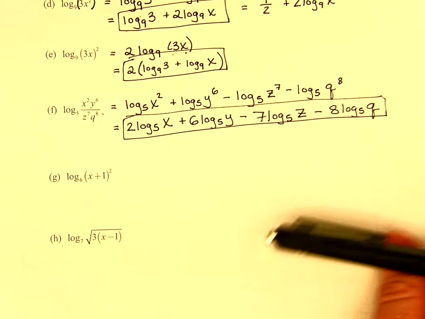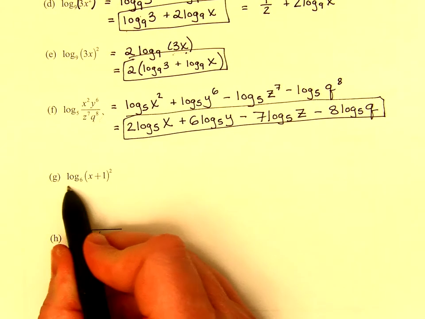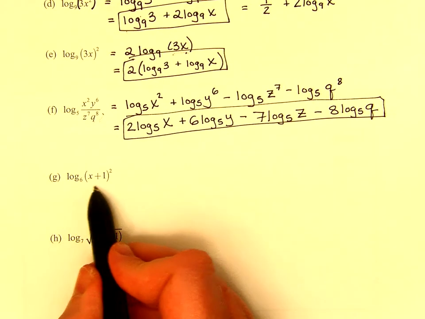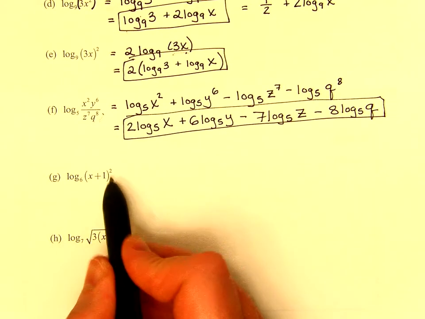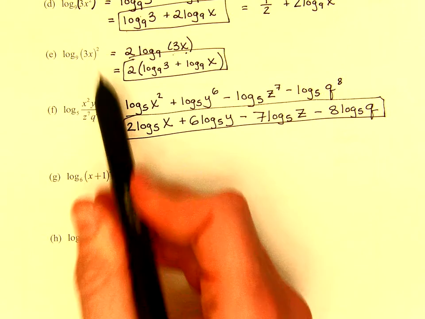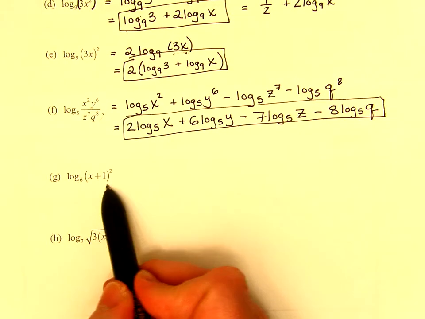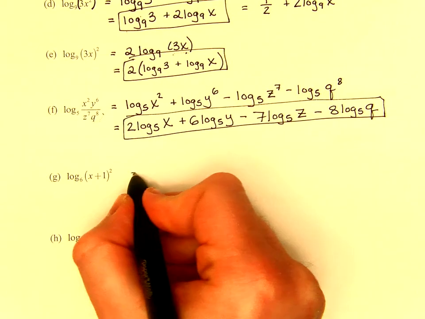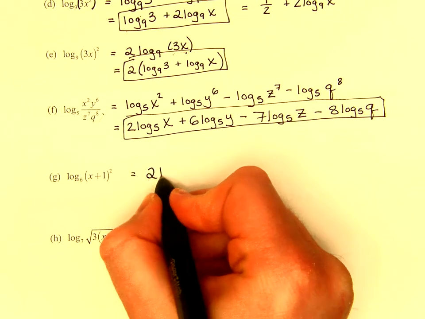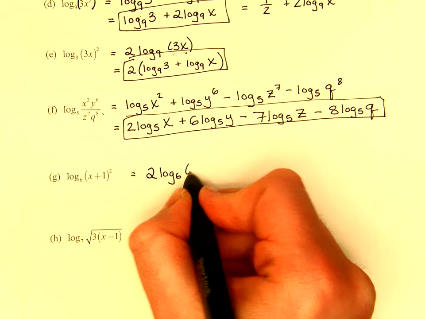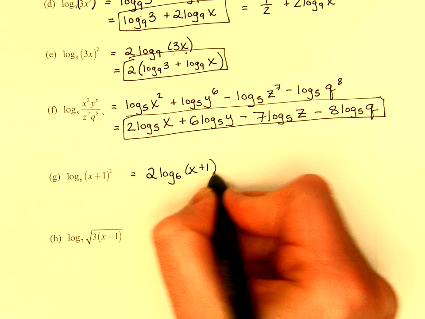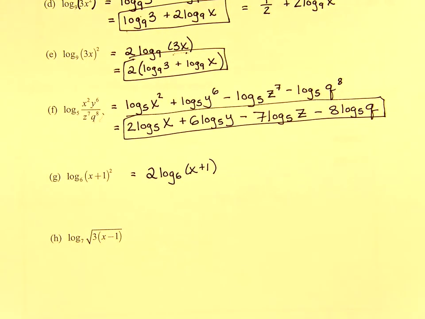Letter G. I want to go and expand this logarithm, log base 6 of x plus 1 squared. Well, this is kind of similar to letter E, where I have that square, that entire piece getting squared. I'm going to go deal with that square first. I'm going to move my 2 out front, and I'm going to say 2 times log base 6 of x plus 1. And now I have a sum inside my logarithm.